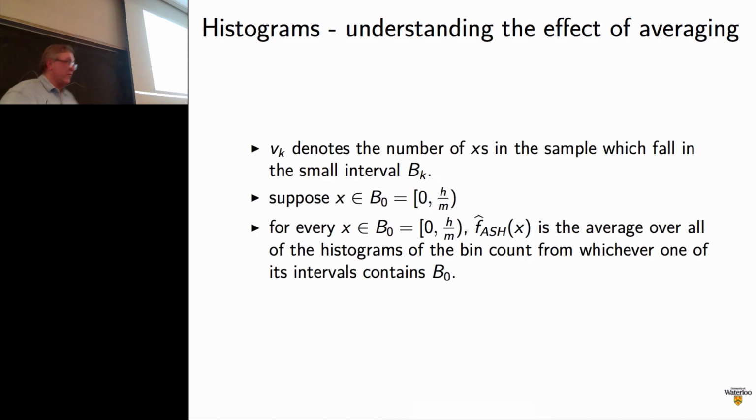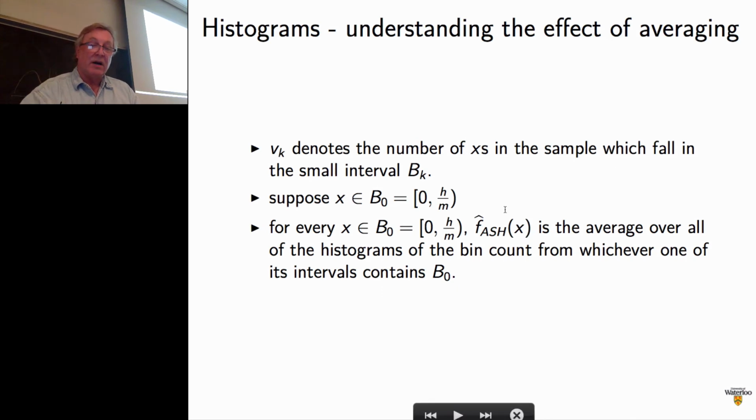So vk is the number of x's that are in the tiny little intervals, and I want to suppose that x is in this interval b0, just one of these little intervals, doesn't matter which one. Pick 0 just to make the notation simpler. So for every value of x in that interval, our average shifted histogram estimate is just going to be the average of the histograms that cover that bin. So we have to get the count from the interval in every histogram that covers b0.